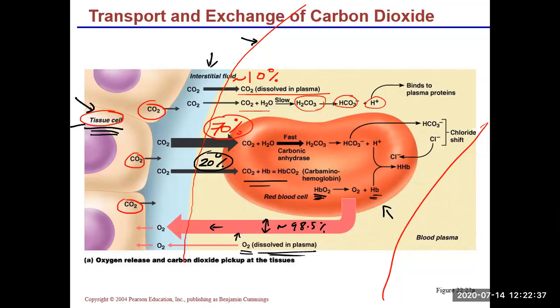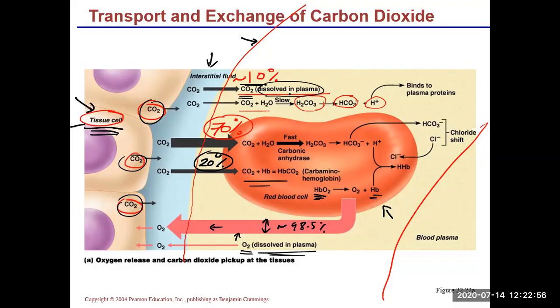What about the carbon dioxide now? Yes, tissues producing a lot of carbon dioxide. All this carbon dioxide needs to be exiting, and you don't want to create bubbles inside. So look, that's why 10%, out of these 10%, 7% of it dissolves in the plasma, right?